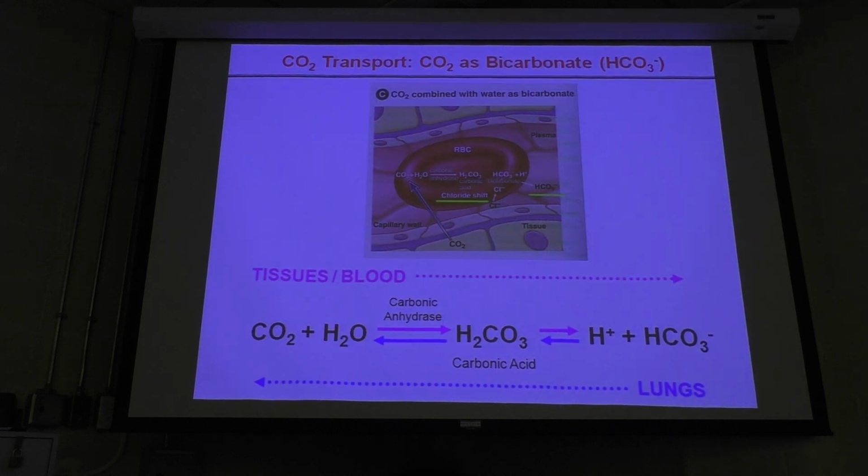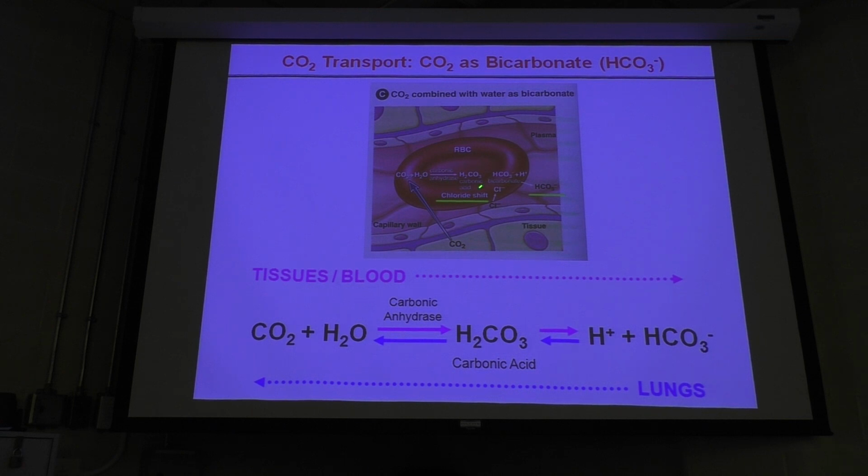And finally, the majority of carbon dioxide is transported as bicarbonate. So ultimately, carbon dioxide that is produced at the level of the tissue combines with water in the red blood cell in a reaction that's catalyzed by the enzyme carbonic anhydrase to produce this carbonic acid molecule. Carbonic acid is then transported through the blood.